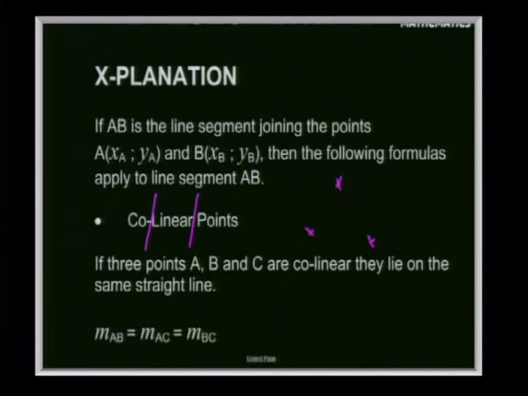So if they lie on the same straight line, if they are collinear, the slopes between the points would be exactly the same. Think about it for a moment. If you have your line over here and you have A there, B there, C there, the slopes between A and B, the slope between B and C have got to be identical because it's the same straight line. So what I'm going to do is show you how to work this out.